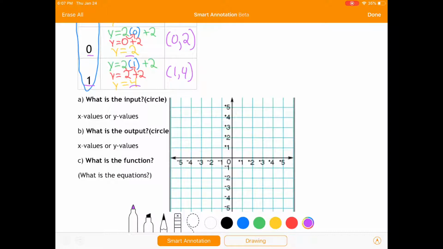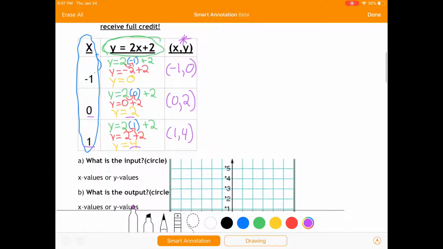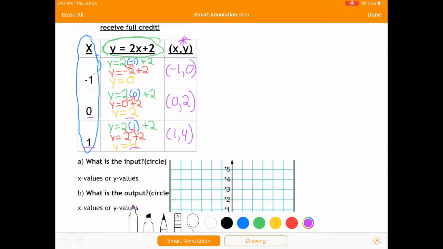So what is the input? Is it the x values or the y values? Think about it like this. If you were thinking about the alphabet, A, B, C, and so on, which one comes first? X first or Y first? It would be our X.